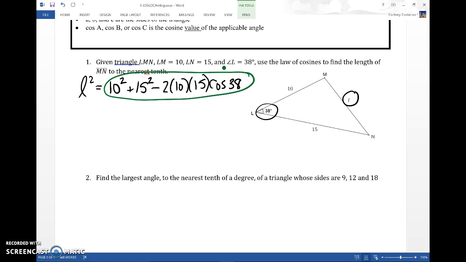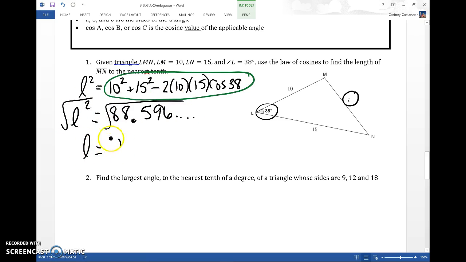You just type that all in your calculator in one big swoop. And you end up with L squared is equal to 88.596 dot dot dot dot. Don't clear it. Just go right to square rooting both sides from there. And you get 9.4112, and it goes forever.